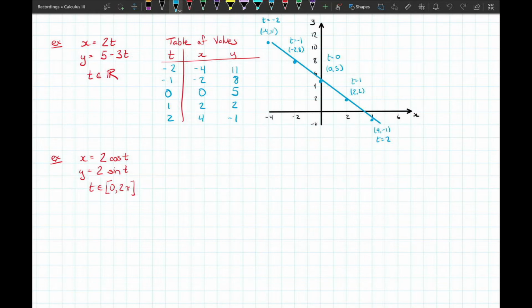Now, rather than using a table of values in this case, let's see if we can come up with a nice little way to convert this into an equation that we're familiar with. This may not be super obvious, but let's take a look at what we have if we take the x function squared plus the y function squared. That gives us 2 cosine t all squared plus 2 sine t all squared.